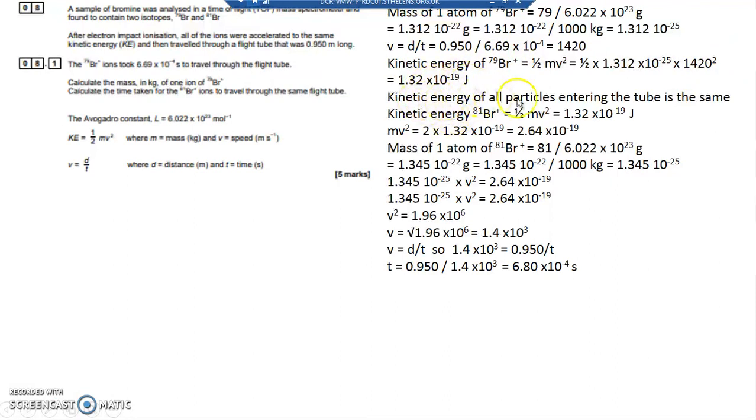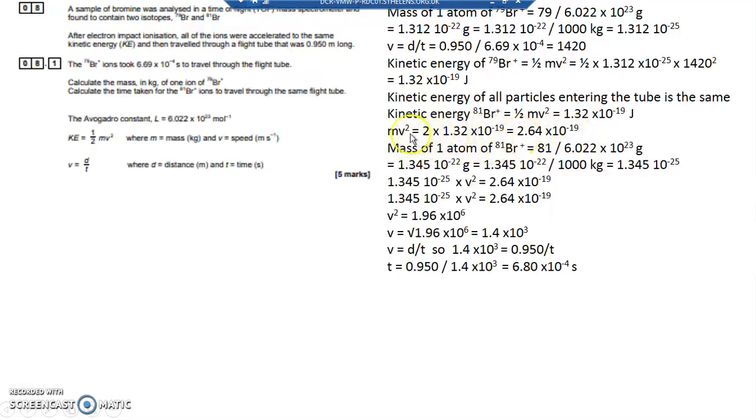It's in joules. The kinetic energy of all the particles accelerated towards the plate is the same, so you make sure that kinetic energy is the same when they're in the tube. And the kinetic energy of 81Br, half mv squared, is exactly the same: 1.32 times 10 to the minus 19 joules. Multiplying both sides by 2, mv squared is 2 times 1.32 times 10 to the minus 19, 2.64 times 10 to the minus 19.